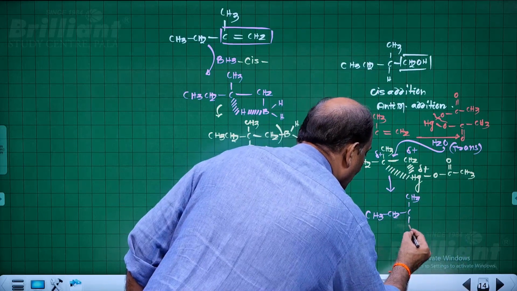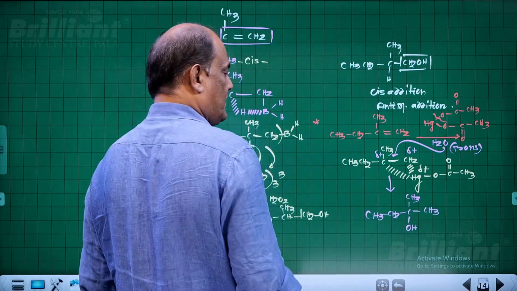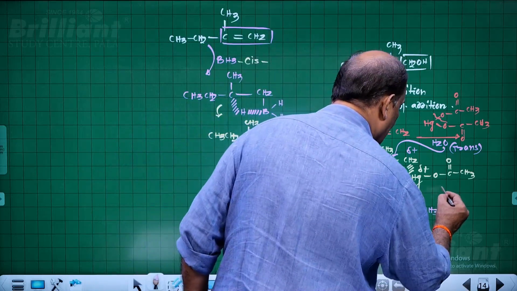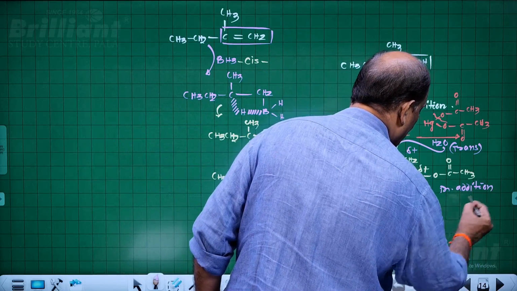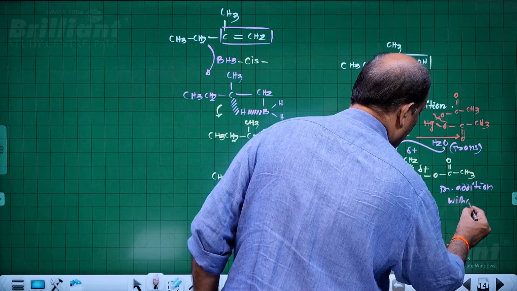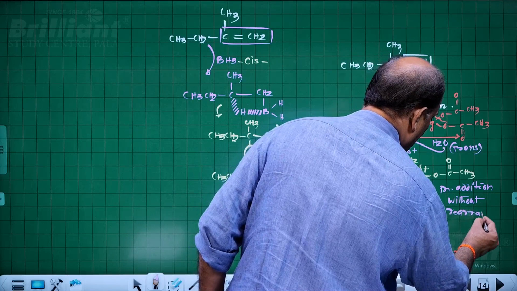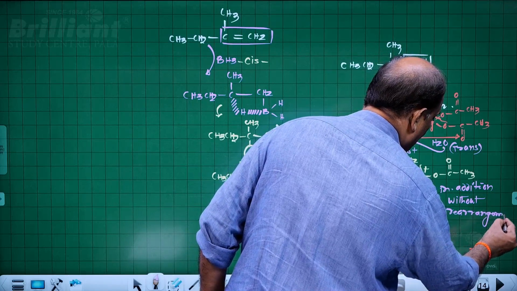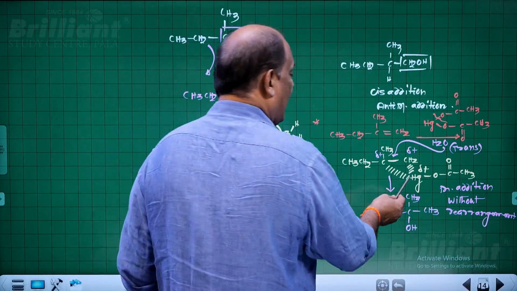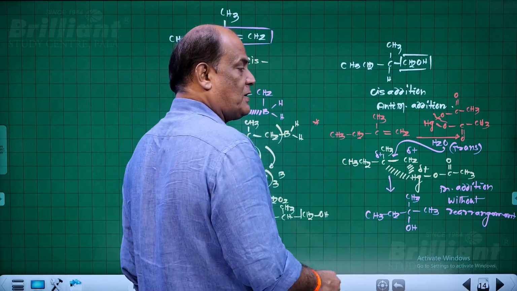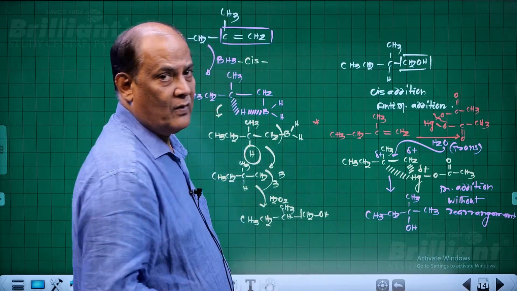This is the OH. This is the CH3. This is a Markovnikov addition without rearrangement. Without rearrangement, because here, whenever the mercuric ion is there, a bridged mercury carbocation is formed because the partial positive charge is there. This positive charge will not allow it to undergo rearrangement.